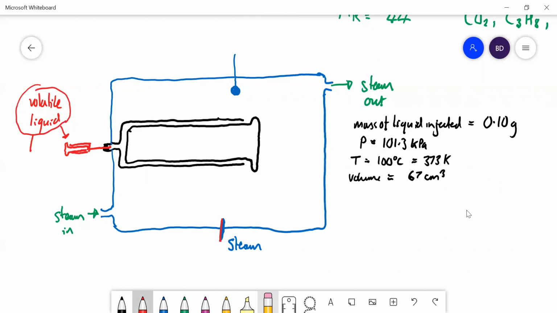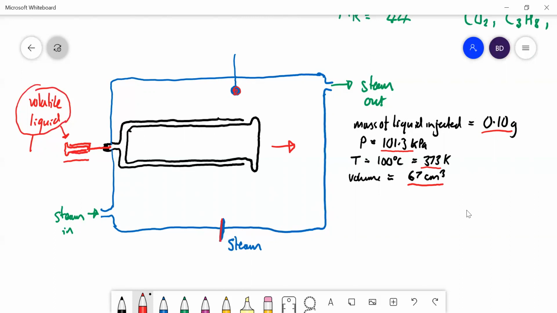Now you need to know the mass of your volatile liquid added. So you've got this little syringe here. You weigh it when it's full to start with, then weigh it again after you've injected into the gas syringe, and subtract to get the mass. So here's an experiment. The mass of liquid injected was 0.1 gram. We're using standard pressure. The temperature you measured with the thermometer was 100 degrees C, that's 373 Kelvin. And when the plunger moved backwards, it stopped at a volume of 67 centimeters cubed.